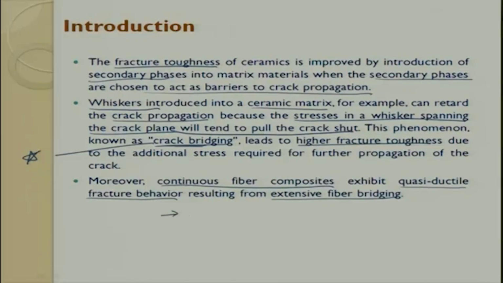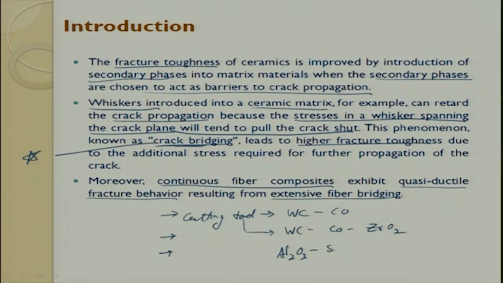A simple example is your cutting tool, wherein we use tungsten carbide and cobalt. Today we add tungsten carbide, we add cobalt, and we also add zirconium oxide. This is also a cutting tool which people have started using, right? And then you can also use alumina which is reinforced with SiC in the whisker form. All these things are done only to enhance the fracture toughness behavior.